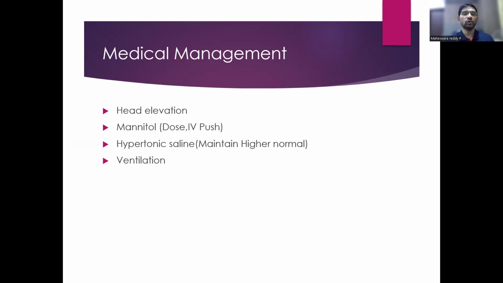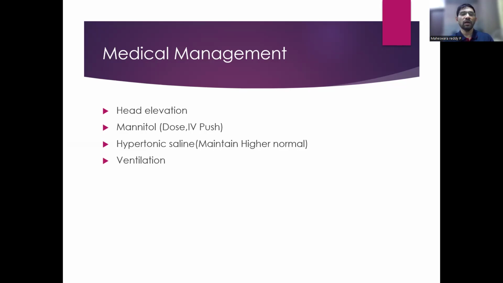And the other solution is hypertonic saline. Here too, because of the increased osmolality of the plasma, it causes dehydration of the brain and reduces the intracranial pressure. So our target is to maintain the sodium at higher normal levels, around 140, 145. Hyperventilation is also one of the medical managements to reduce ICP transiently.